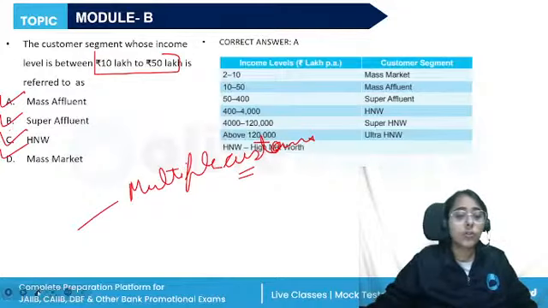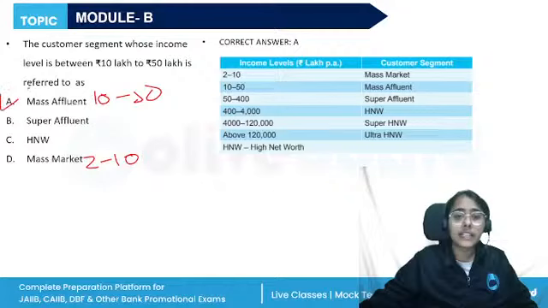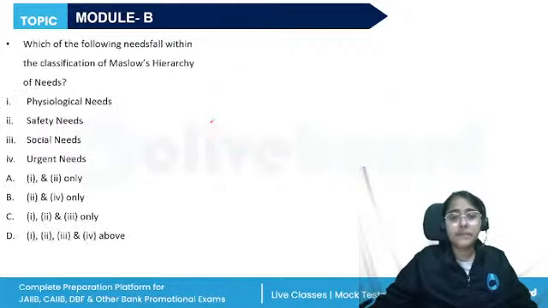And this is the whole classification. Income levels between 2 to 10 lakhs is known as mass market. Then 10 to 50 is known as mass affluent, which is also our correct answer. Then super affluent is 50 to 400, and high net worth is 400 to 120. All right, so that is the correct answer, option A.